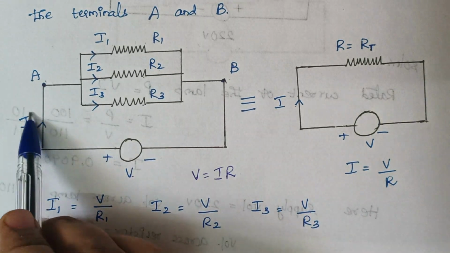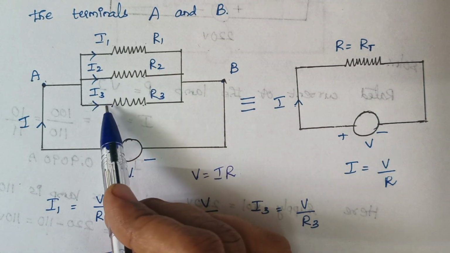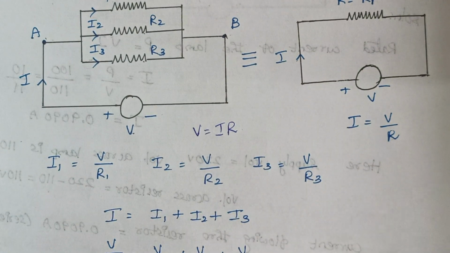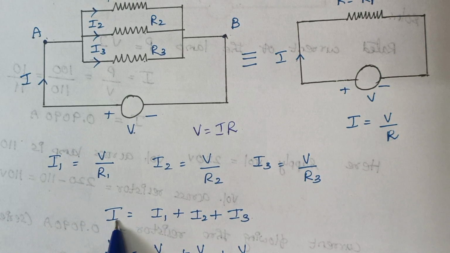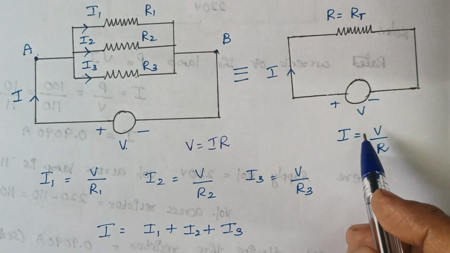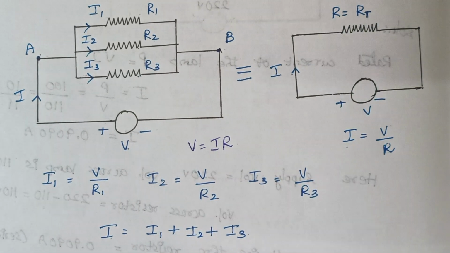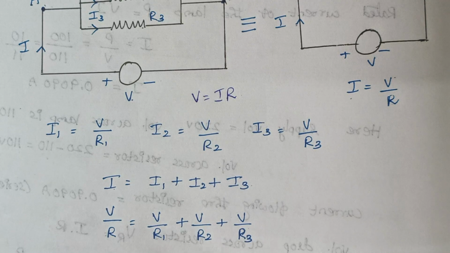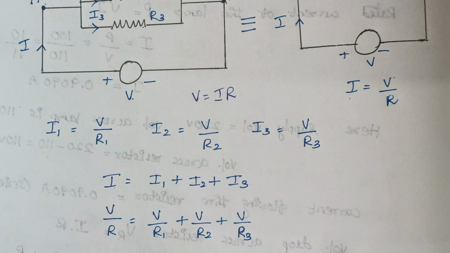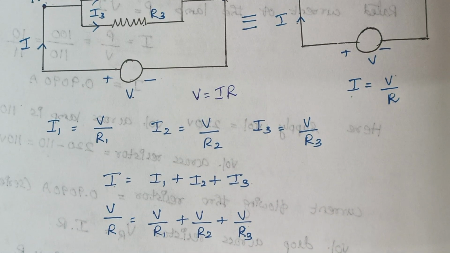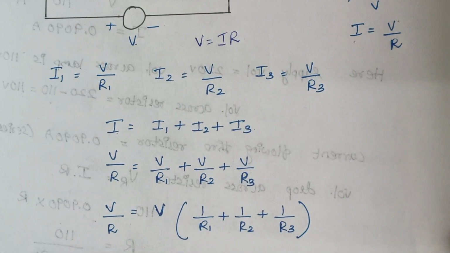Now what is the value of this current I? This I is equal to I1 plus I2 plus I3. So let us write it as a formula. I can be written as V by R, because I is nothing but V by R, and R is nothing but RT. So here I is written as V by R, and I1 as V by R1, I2 as V by R2 and I3 as V by R3. Again, here we are taking V commonly outside. So this is our expression.